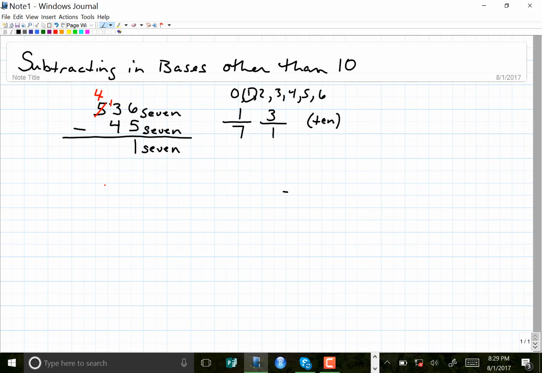So that means what we're really doing here is we're going to take 10 and we're going to subtract 4. When we take 10 and subtract 4, we get 6. 6 is a legitimate base 7 number, so we'll just put that down there. And then here we have 4 minus nothing, which leaves us with 4. So 5 3 6 base 7 minus 4 5 base 7 is 4 6 1 base 7.